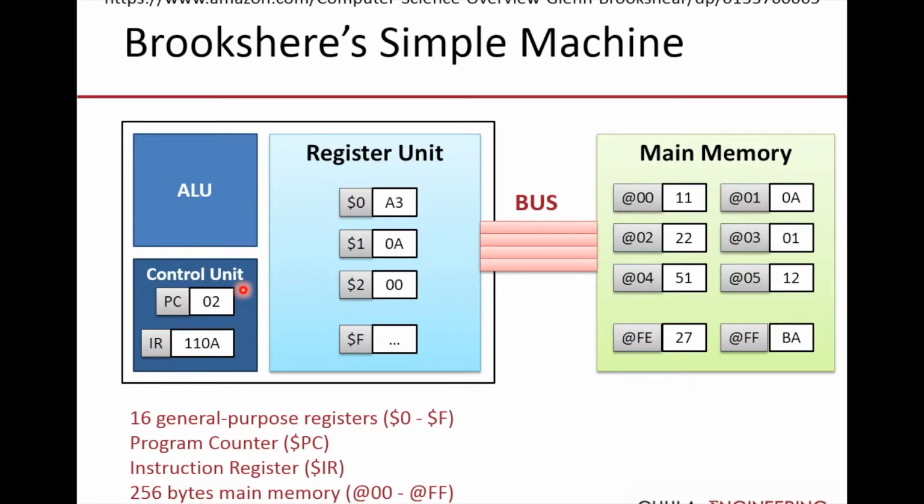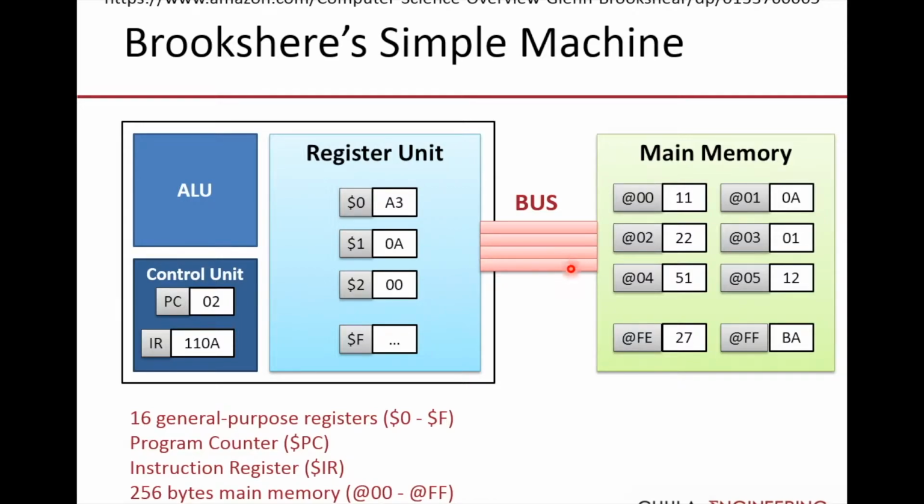Inside the control unit of the Brookshear Simple Machine, it has a program counter, which is also 8 bits, and an instruction register, which is 16 bits. The program counter is used to indicate the current location or the next location of the memory from which it will fetch the next instruction. And the instruction register is a place that keeps the current instruction that is being fetched inside the CPU, decoded, and then executed.